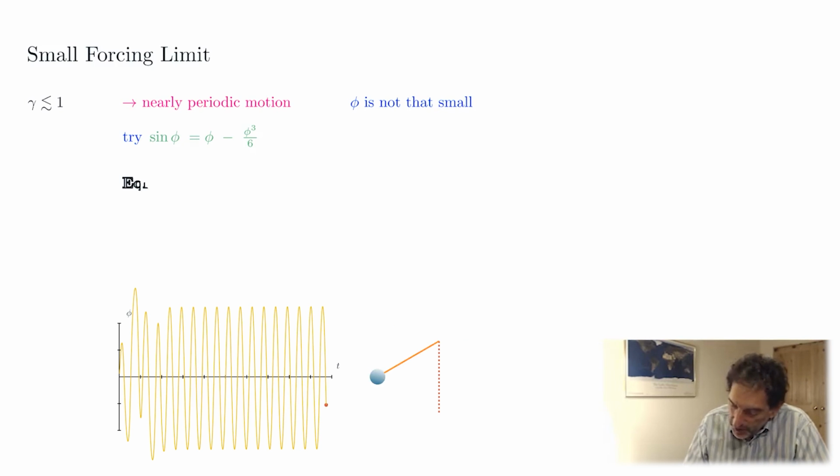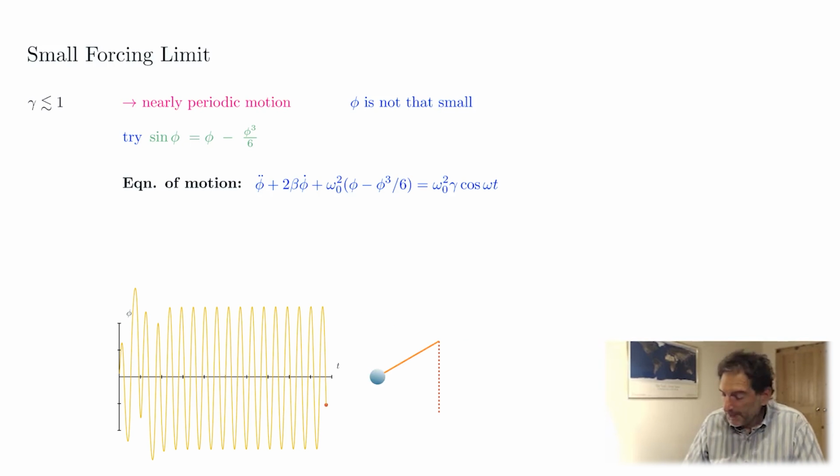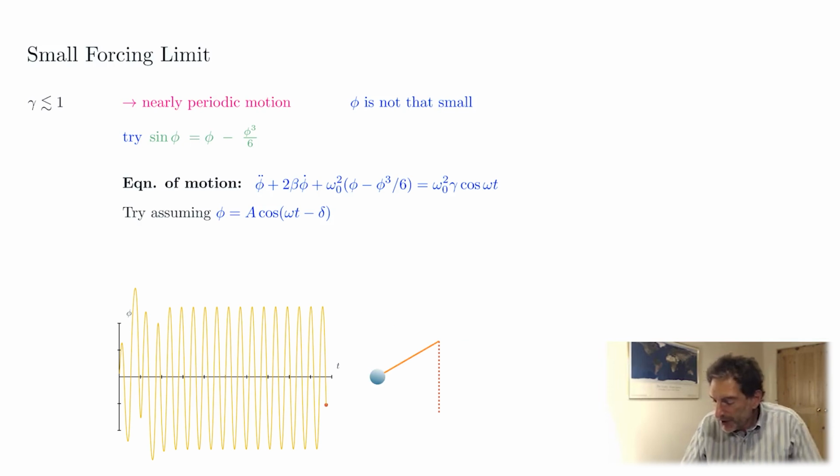If you plug that into the equation of motion, you get phi double dot plus 2 beta phi dot plus omega naught squared times phi minus phi cubed over 6 is equal to omega naught squared gamma cosine omega t. So what to do then? Well, if we try a periodic solution, that is, phi equal to some amplitude A cosine of omega t minus delta, and plug it into the equation, the presence of the cubic term will give us a cosine cubed term, which can be resolved by trigonometric identities into something that involves cosine of omega t and cosine of 3 omega t.